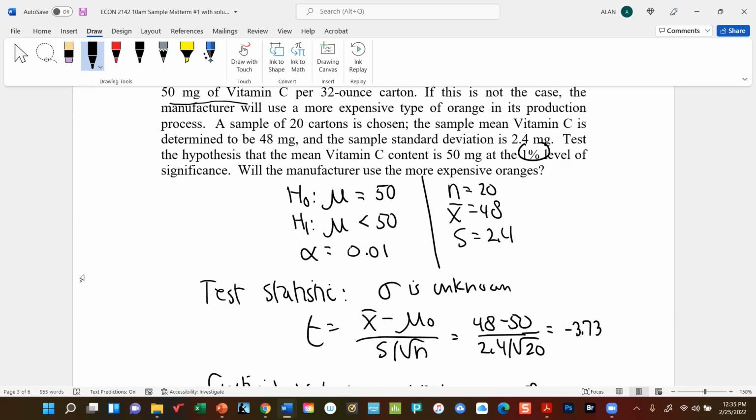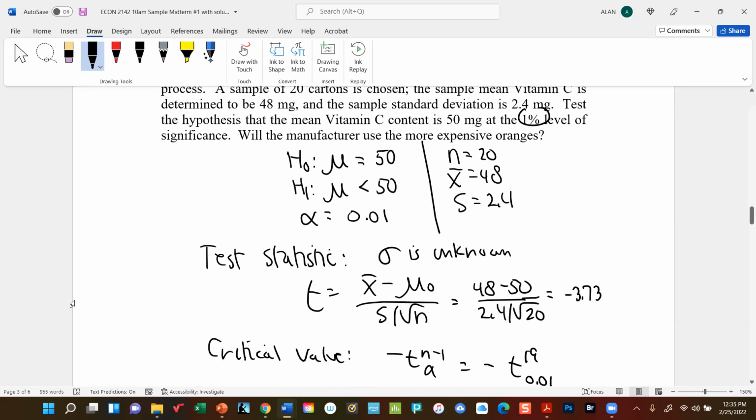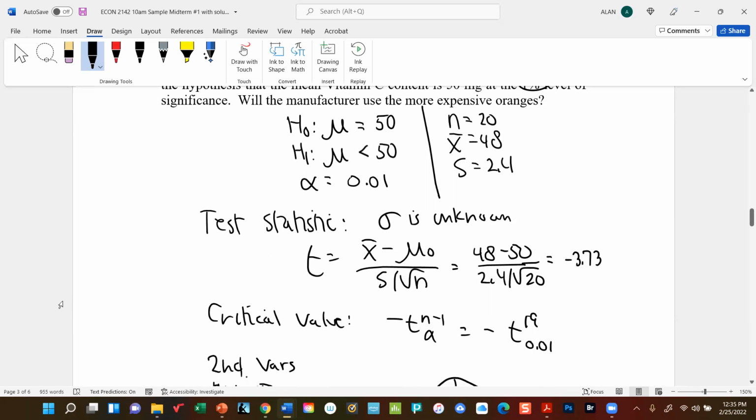But why don't we prove it? Let's go find the critical value. Now, there's only one because it's a left-hand test. And in this type of test, the degrees of freedom is n-1. In fact, any time you use the t distribution in chapter 10, the degrees of freedom is n-1. It's only chapter 11 where we get those crazy formulas. So here the sample size is 20, so therefore we must have 19 degrees of freedom with a tail area of 0.01.